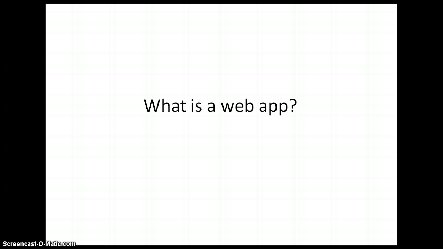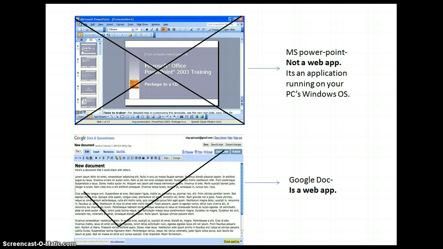What is a web app? A web app is a service hosted on a web server and accessed through the internet over the HTTP protocol. Is Microsoft PowerPoint a web application? No. MS PowerPoint is an application that is running on your PC's Windows operating system. However, Google Docs, for example, is a web application because it is being hosted on the web server and you are accessing it over the HTTP protocol.